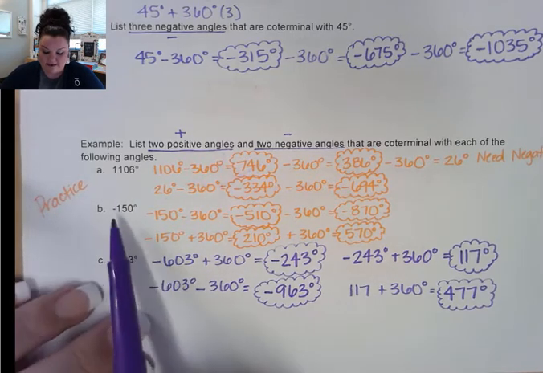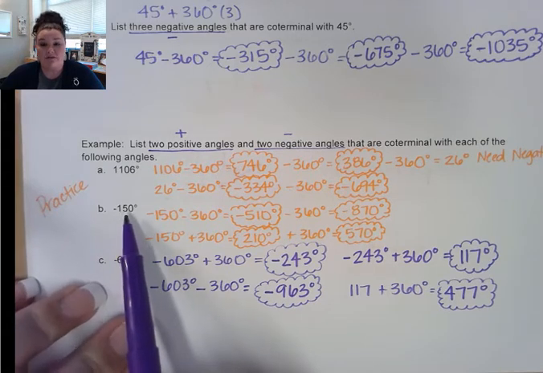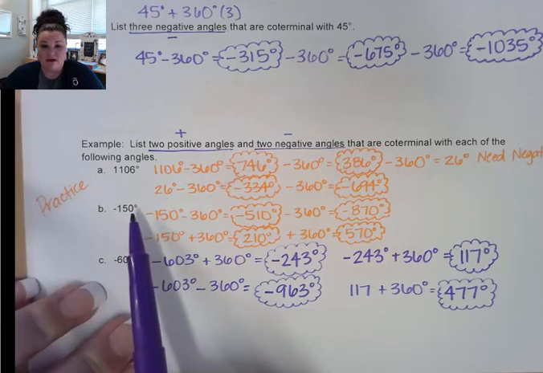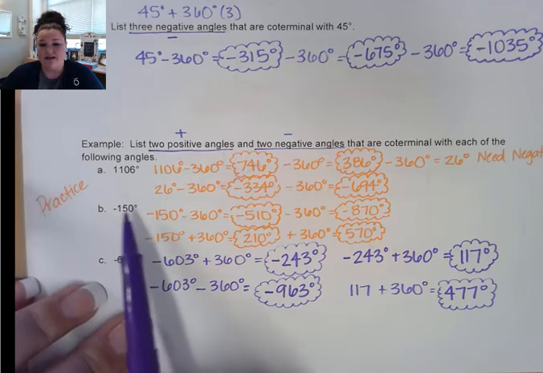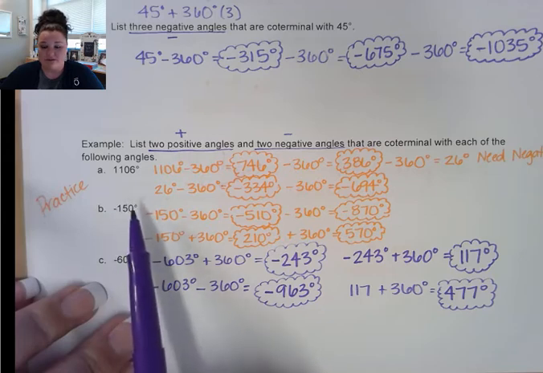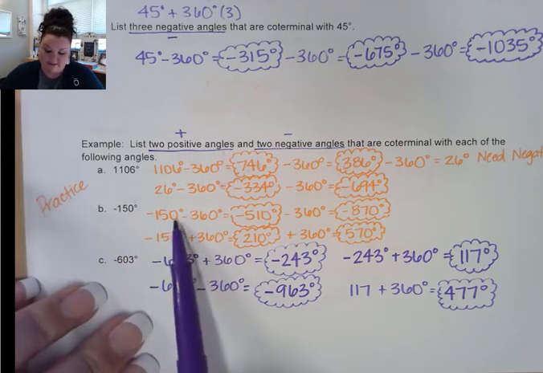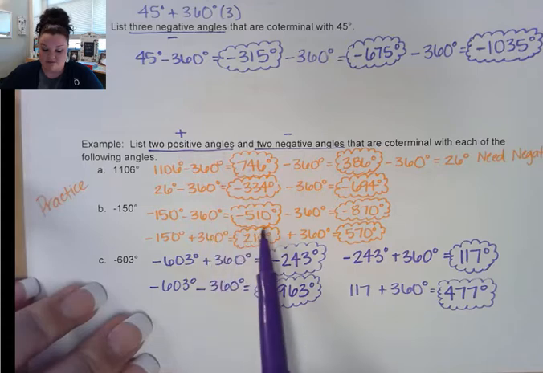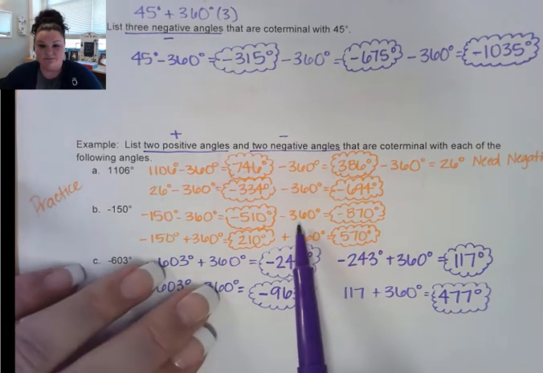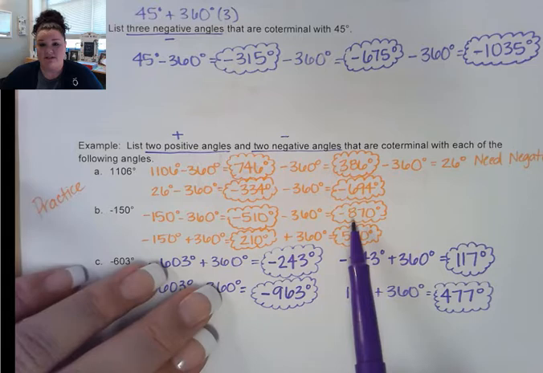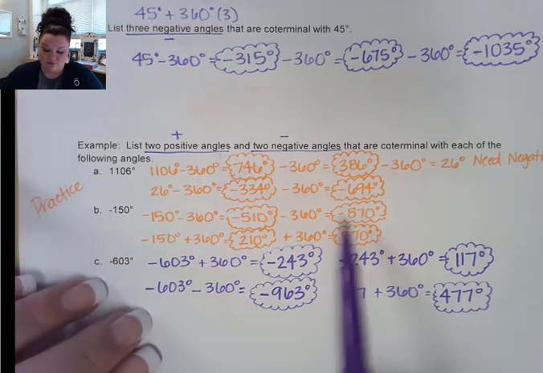Okay. B, same thing. Now this one was already negative. So if it's already negative, sometimes I'll just go ahead and subtract to get another negative one, right? So notice I couldn't get another negative one by adding 360, right? Because if I were to start by adding 360, that automatically puts me into positive numbers. So to get my negative ones, I'm going to start off by subtracting 360, which gives me negative 510 degrees. And then I subtracted another revolution, right, or another rotation to get negative 870 degrees. Okay, so those are my 2 negatives.